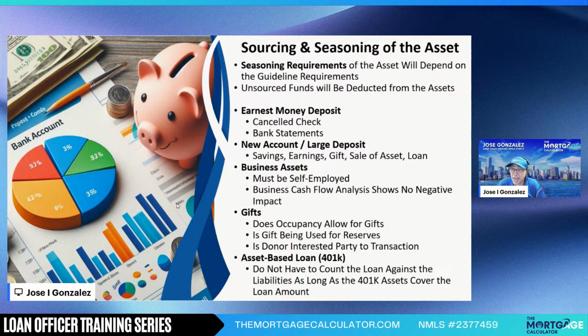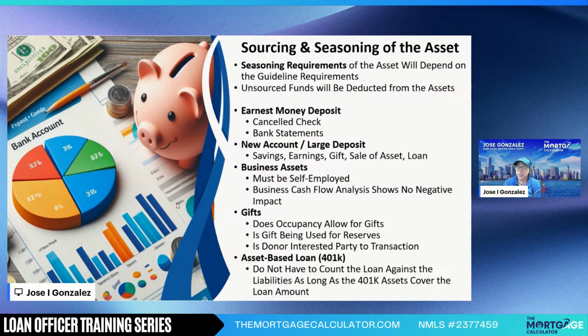Now, if it's a new account or if it's a large deposit, you're just going to have to show where it came from. Was it savings? Was it from earnings, right? You got paid and you put the money into a new account and you can show the paper trail. Was it a gift from someone that you deposited into the account or opened a new account with? Was it the sale of an asset, or was it a loan? Whatever it may be, you're going to have to provide it if it's a new account, assuming that the option you've chosen requires you to source large deposits and also make sure that they are seasoned.